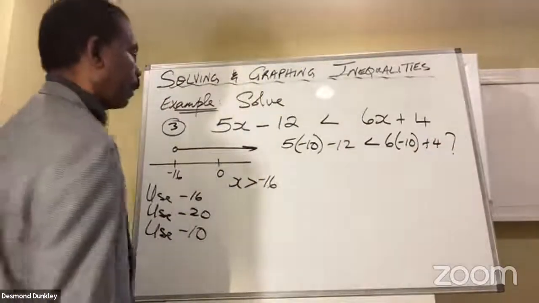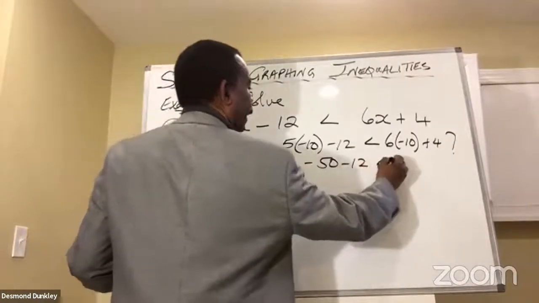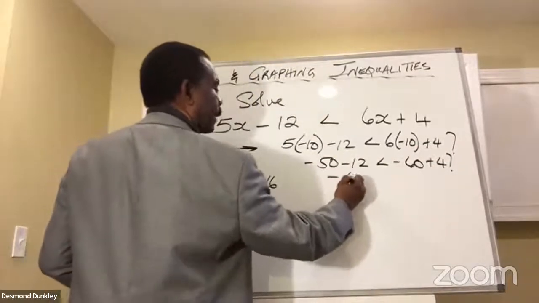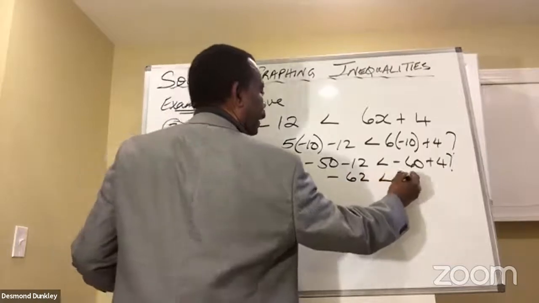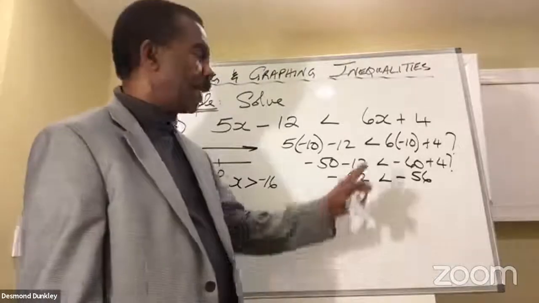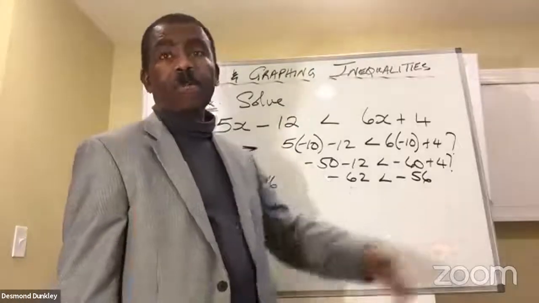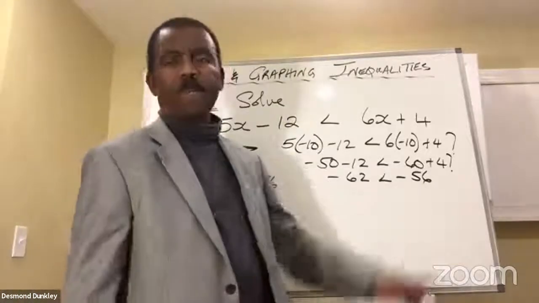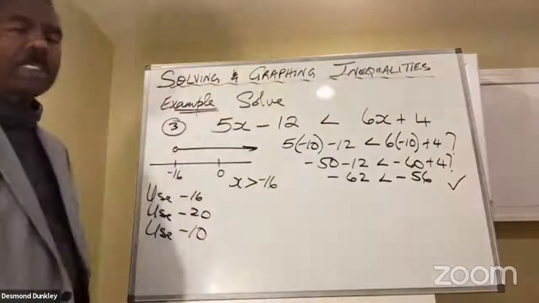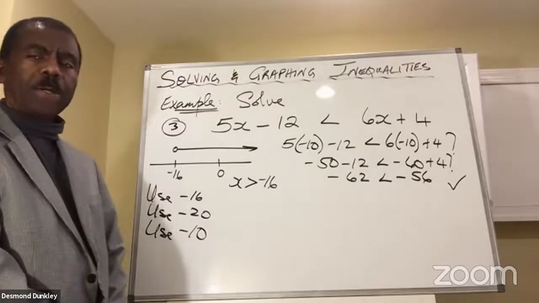That is the question. So this is negative 50 minus 12. Is that less than negative 60 plus 4? Negative 62. Is that less than negative 56? Is negative 62 less than negative 56? If you owe $62 as compared to owing 56, which one is a better position? That's a better position to be in. So this is true. Okay, negative 62 is less than negative 56. Okay, negative 56 is a bigger number.